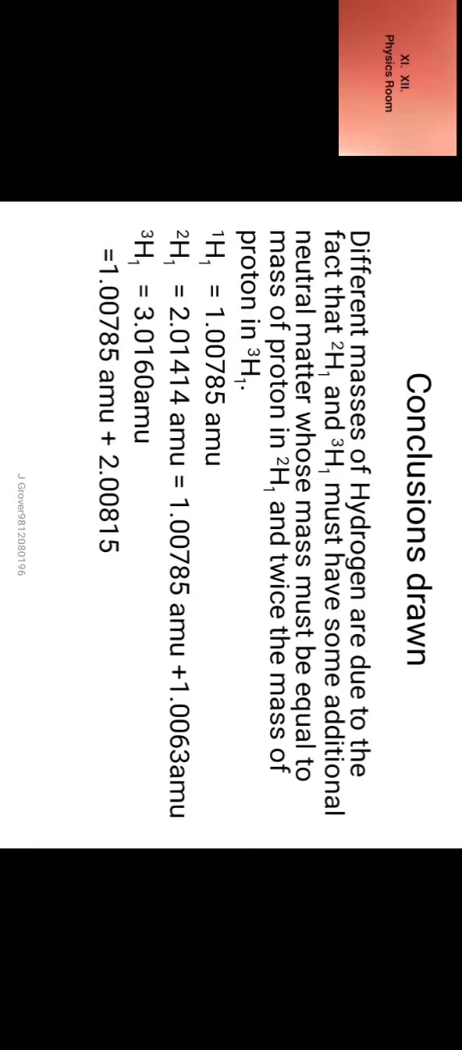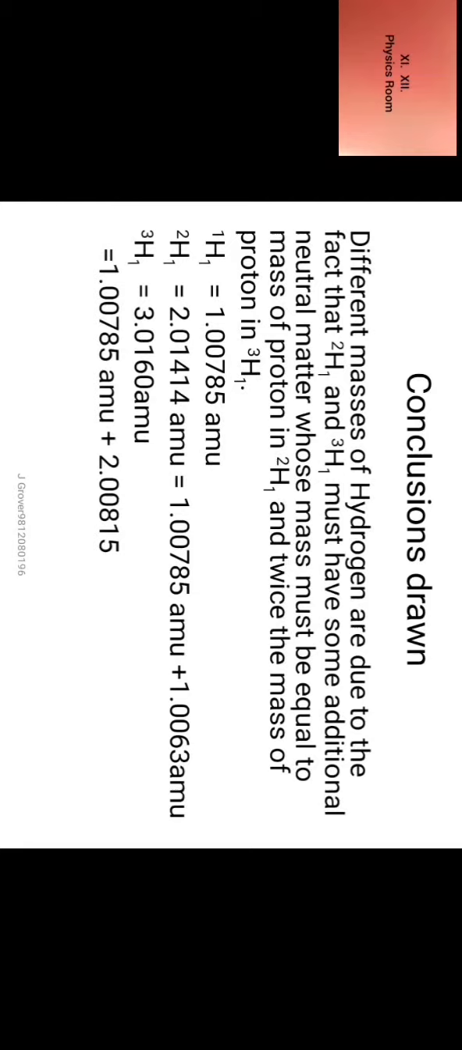Now, conclusion drawn was that different masses of hydrogen are due to the fact that 2H1 and 3H1 must have some additional neutral matter whose mass must be equal to mass of proton in H21 and twice the mass of proton in H31. And you know the mass is already with us. H11 is equal to 1.00785 atomic mass units.